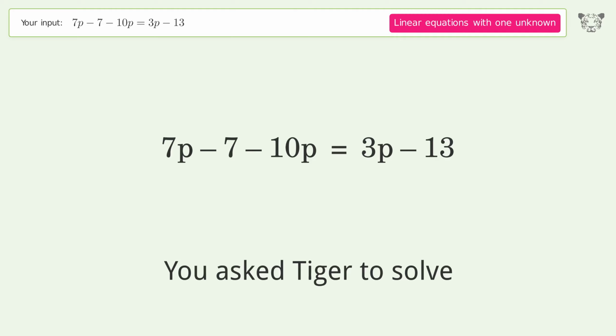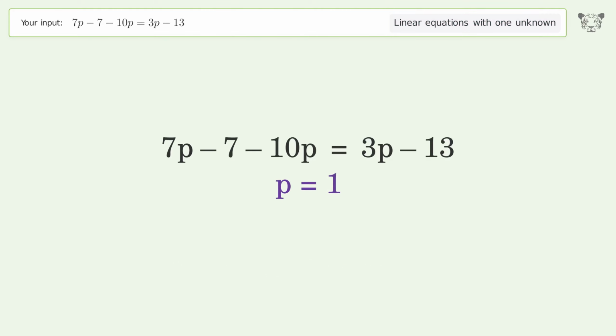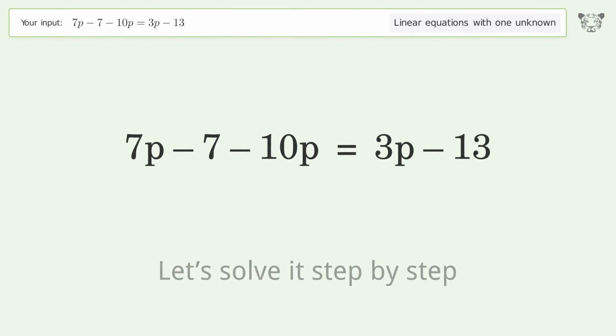You ask Tiger to solve. This deals with linear equations with one unknown. The final result is p equals 1. Let's solve it step by step.